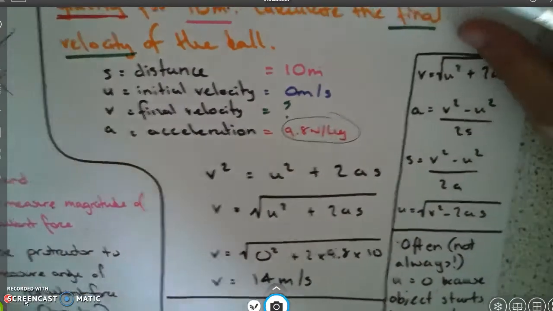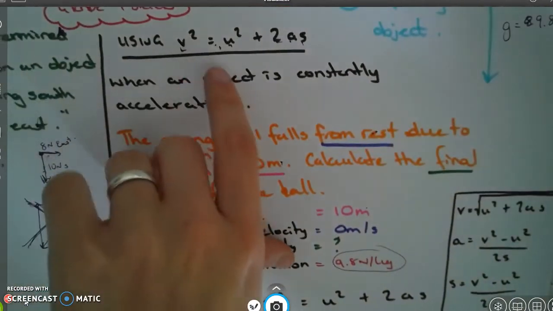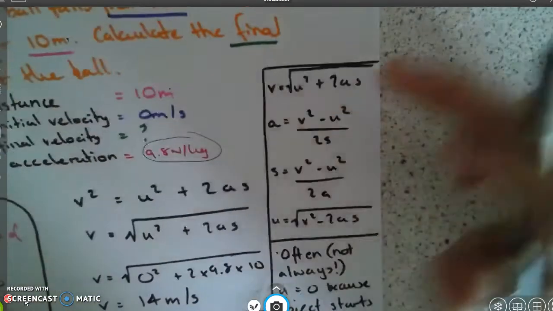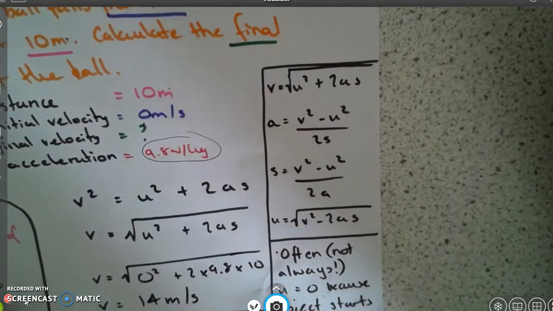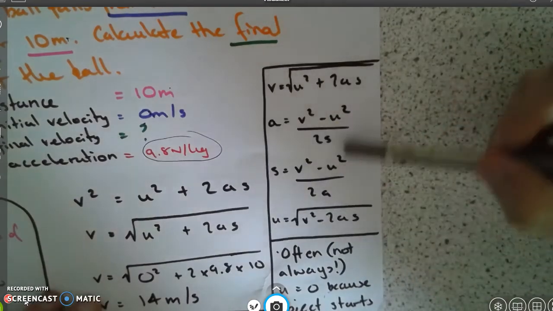Now it's well worth being able to rearrange all of the variables in this equation to make them the subject. So have a look here. v is the square root of u squared plus 2as. a is v squared minus u squared over 2s. s is v squared minus u squared over 2a. And u is the square root of v squared minus 2as. Okay, so make sure you're able to rearrange all of those into the correct forms.